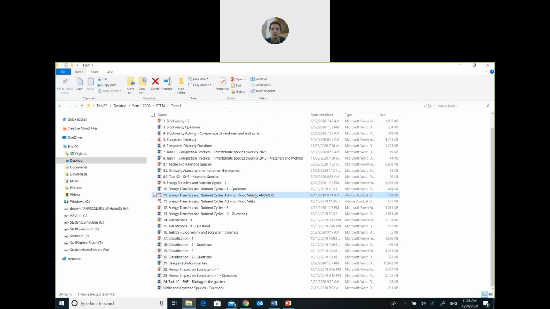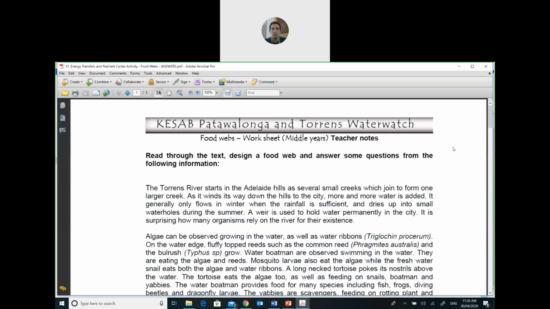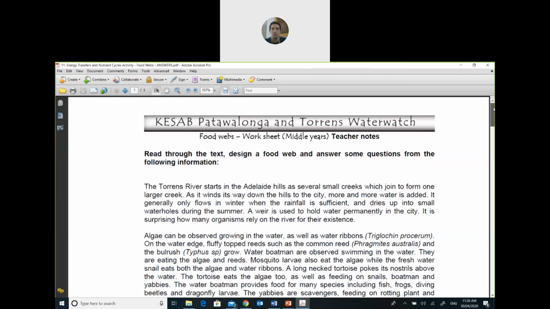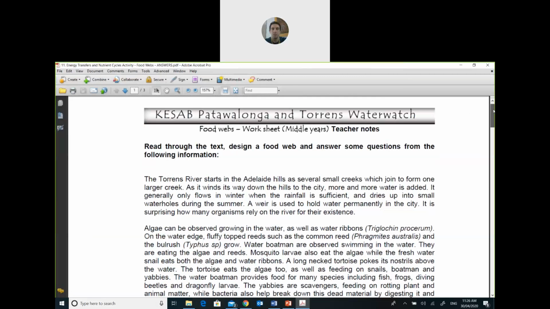So we also had our second worksheet that I asked you to have a bit of a look at, which was looking at a food web, which you sort of had to create. You were given a bunch of information, you created a food web, and you looked at where each of those things sat. So let's have a read through.